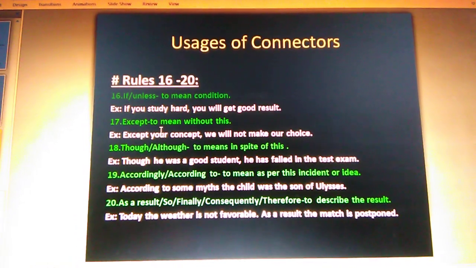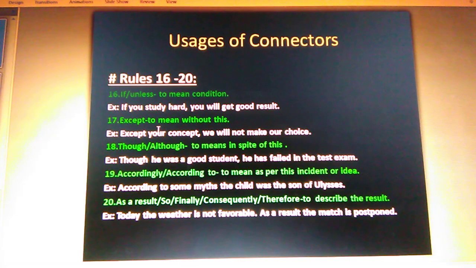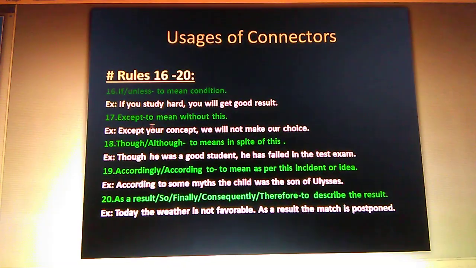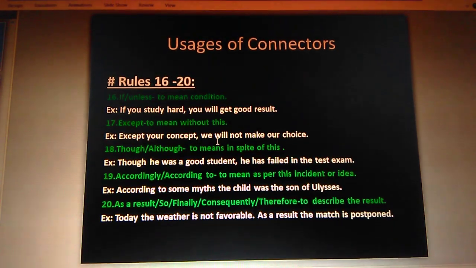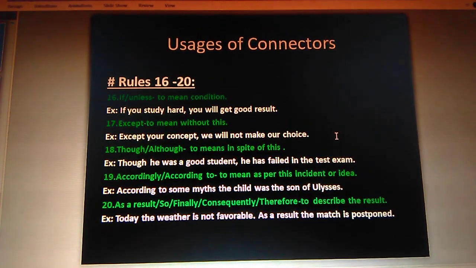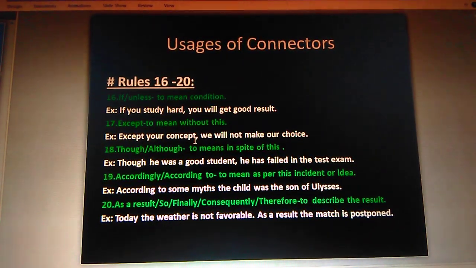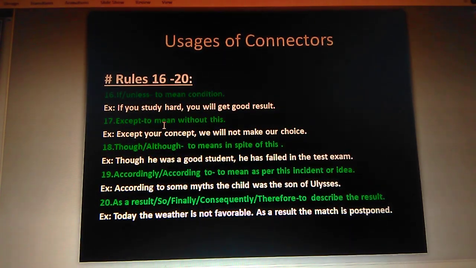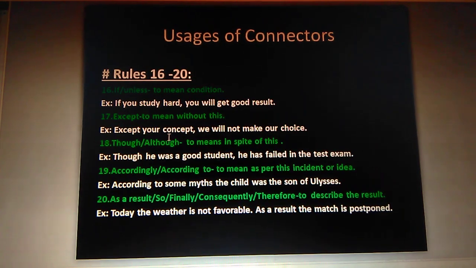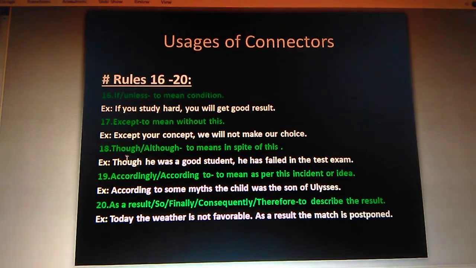Except: this is used to mean without this. Except your concept, you will not make our choice. Except your concept, you will not make our choice. Okay. So to mean without this, without your concept, we use these connectors.